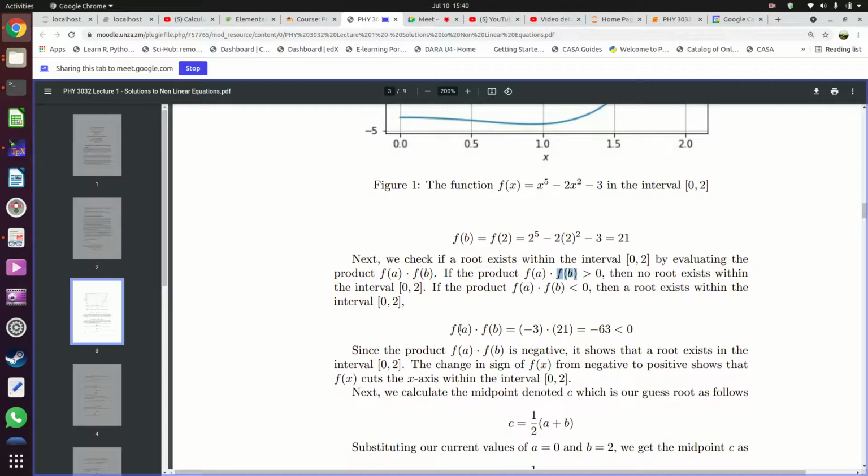So here, f of A multiplied by f of B is equal to minus 3 multiplied by 21, and this gives you minus 63. Minus 63 is less than 0. So this is negative. So the product is negative. So if the product is negative, then we know that a root exists.